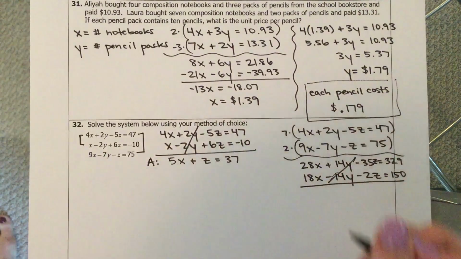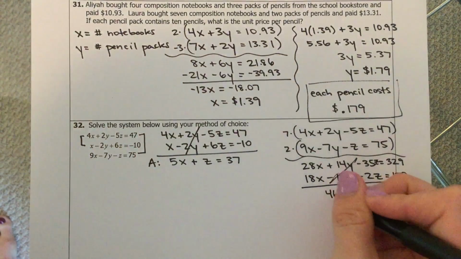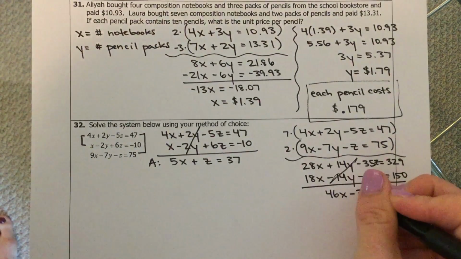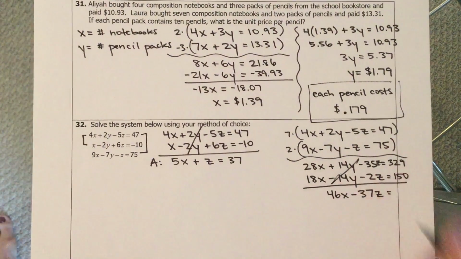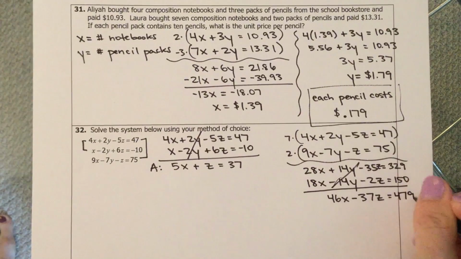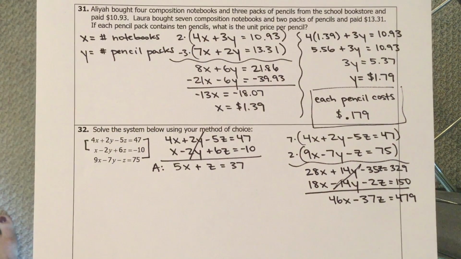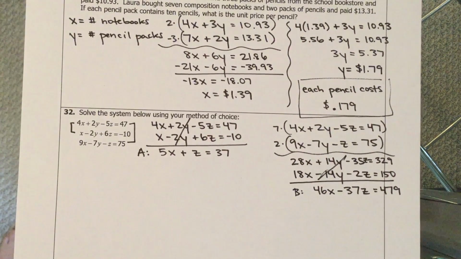These will cancel out. These I end up with a 46x. These I end up with a negative 37z. And then equals, and I can add these two values together and I get 479. Okay, so that one we are calling equation B. Okay, so the hardest part is over once we do those two equations.